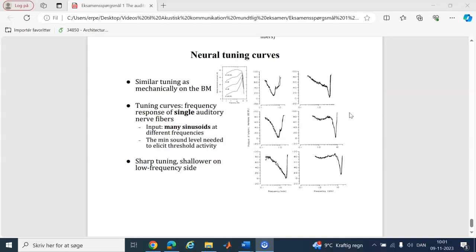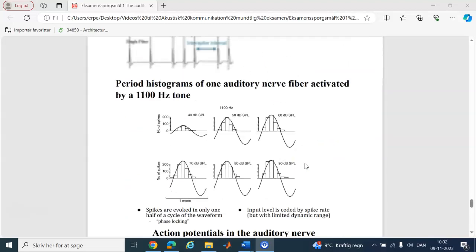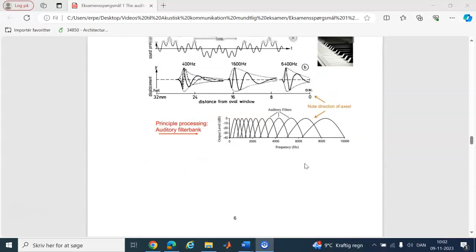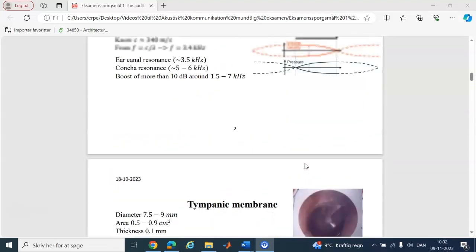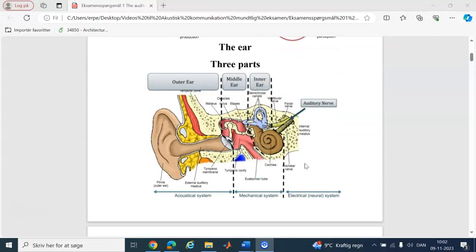So that means that a certain place on the basilar membrane and a single auditory nerve respond to several frequencies. Yes, I think that was it. So I will stop here. It's a little bit complicated. I have to practice.